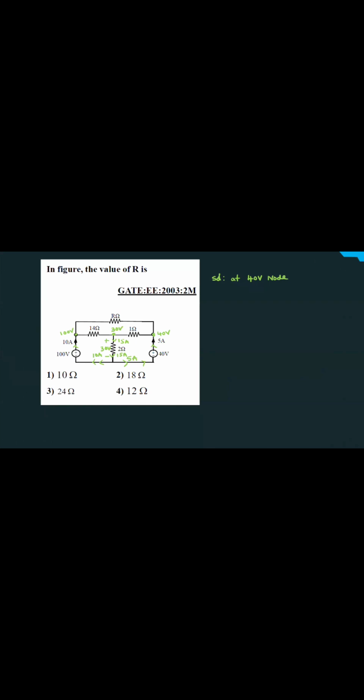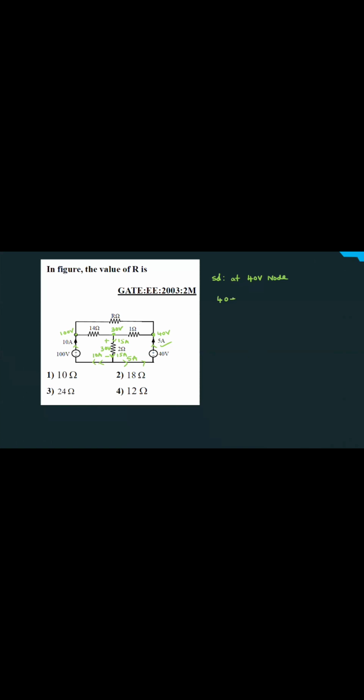First, see the current. Current in this path is 5 ampere, current in this path is 10 ampere. This is 10, this is 5, so this current is 15. 15 into 2, 30 volts. Then apply nodal analysis at the 40 volts node or the 100 volts node; we get the same answer. I'm taking the 40 volts node.